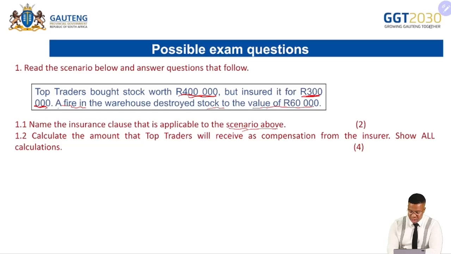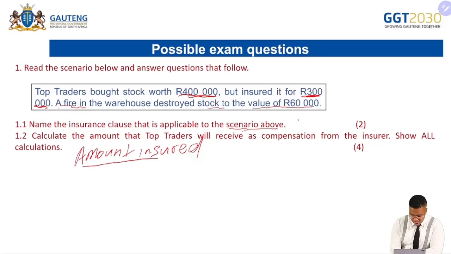What is the insurance clause that is applicable? The only insurance clause that is applicable here is the average clause. The average clause would be the correct answer for that question. And then 1.1.2, calculate the amount that Top Trader will receive as compensation from the insurer, and show all your calculations. So what is key here is to have your what now? The amount insured over the market value, multiply by the damages.